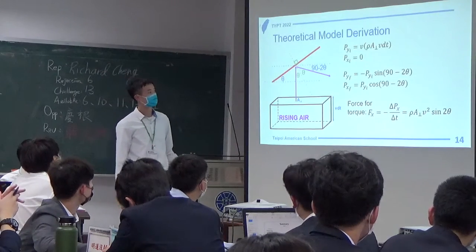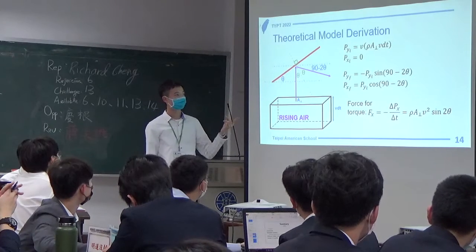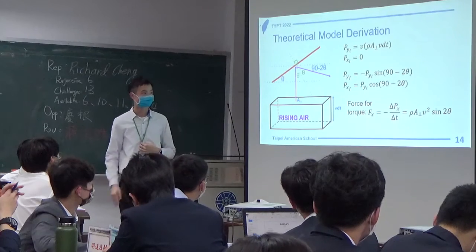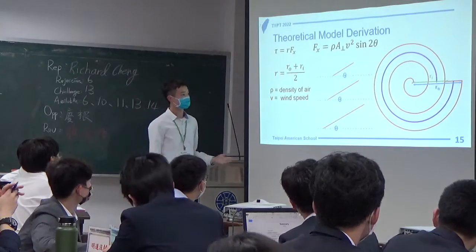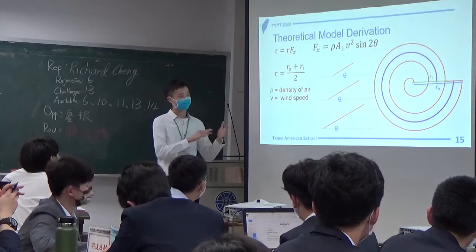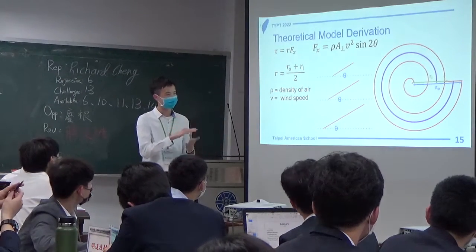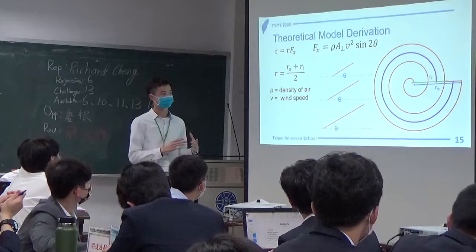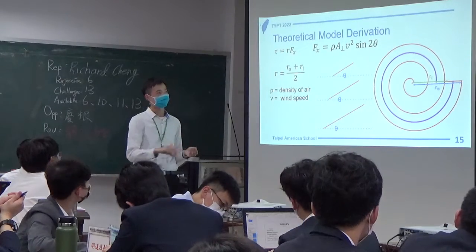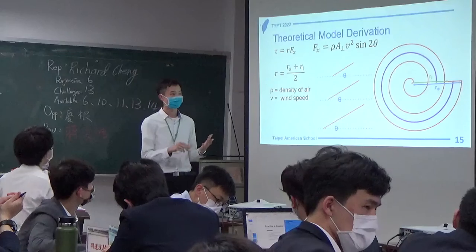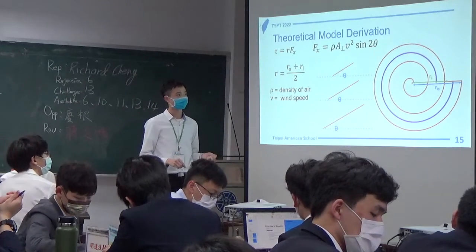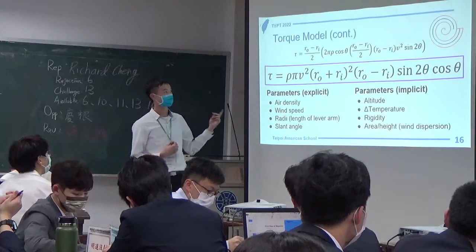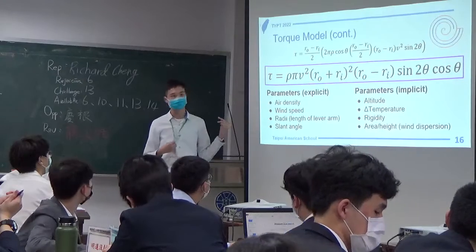So here's how I derived the model. I calculated the momentum in the x and y direction, and then I translated it to force. I also assumed, because I need an area to calculate my torque, that the average radius would work as a radius for my spiral instead of integrating the area of the spiral itself, because I found numerically that the difference is negligible, and it's often best to keep things simple. So after simplifying and substituting, here's my overall torque equation.